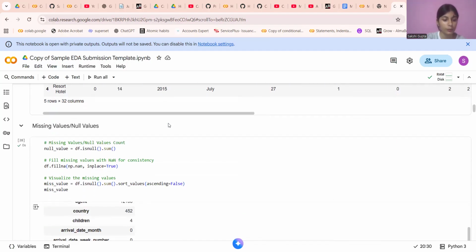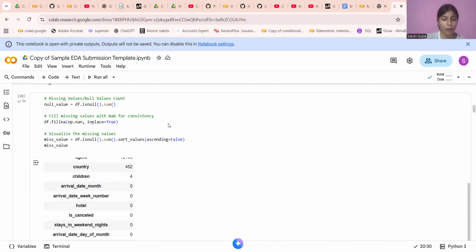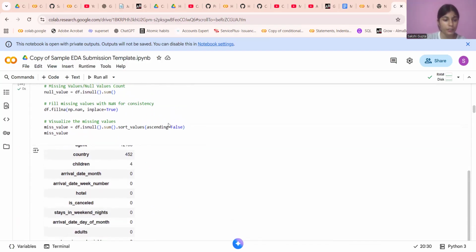Now missing values. Here I find out whether there are any missing values or not using the isnull function, and we can see there is a maximum number of null values in the company column.